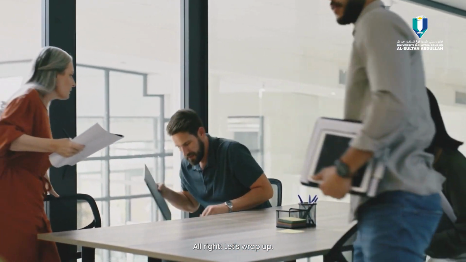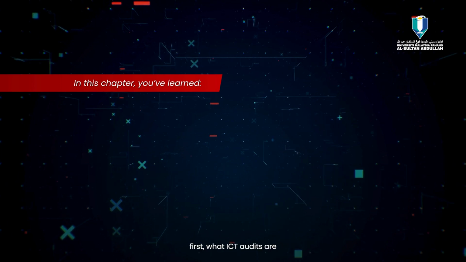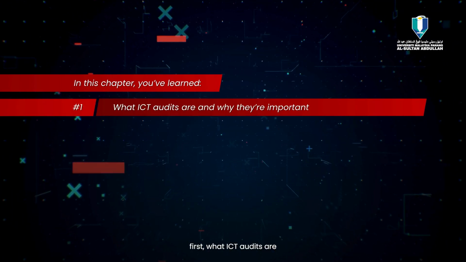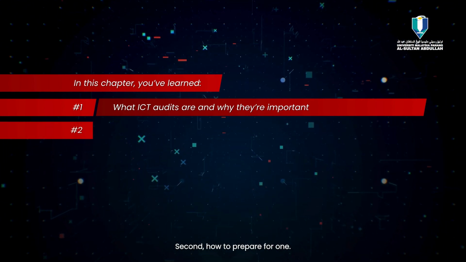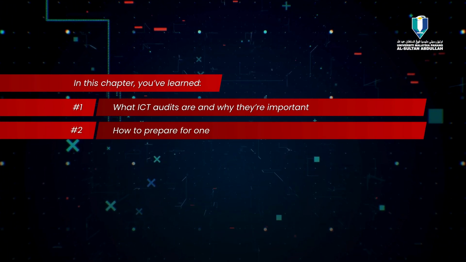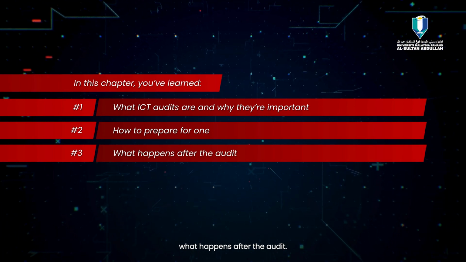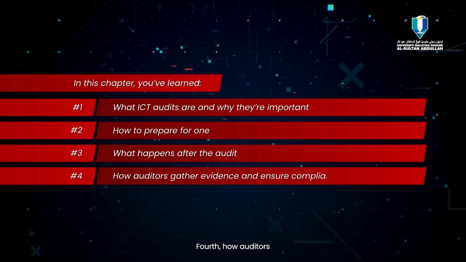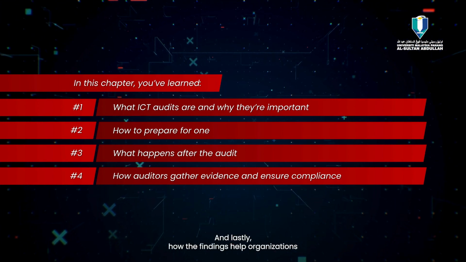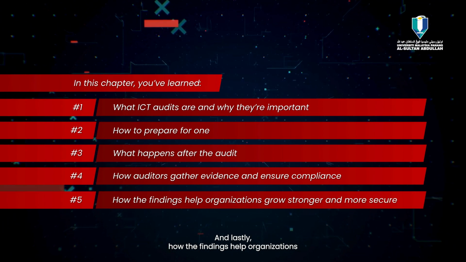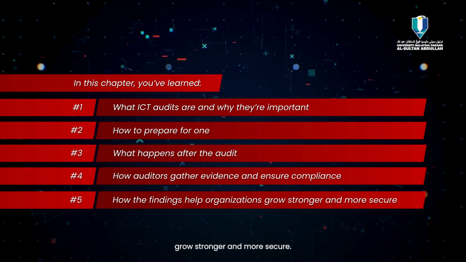Alright, let's wrap up. In this chapter, you have learned first, what ICT audits are and why they are important. Second, how to prepare for one. Third, what happens after the audit. Fourth, how auditors gather evidence and ensure compliance. And lastly, how the findings help organizations grow stronger and more secure.